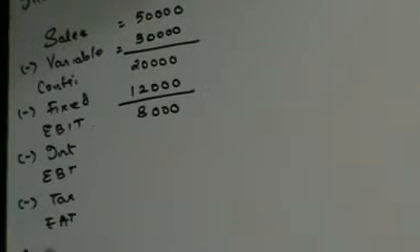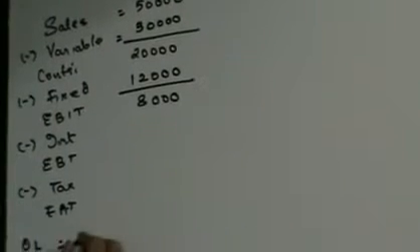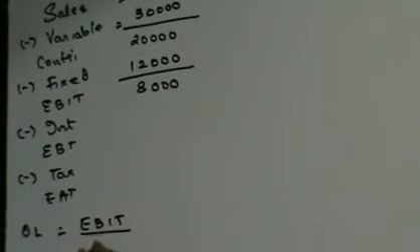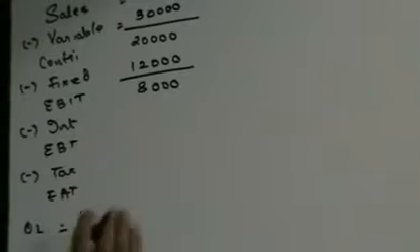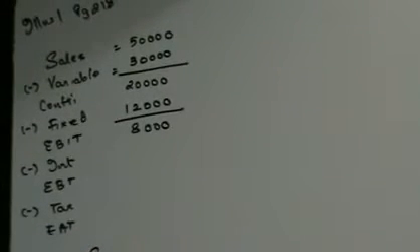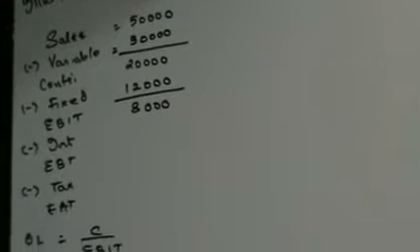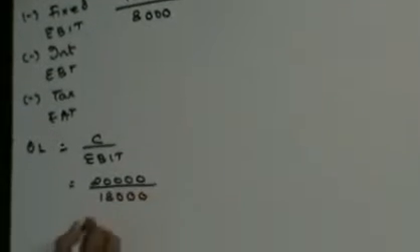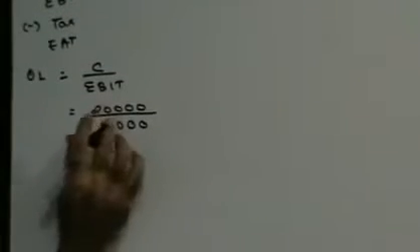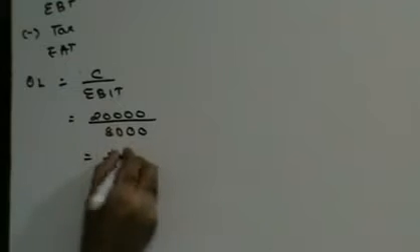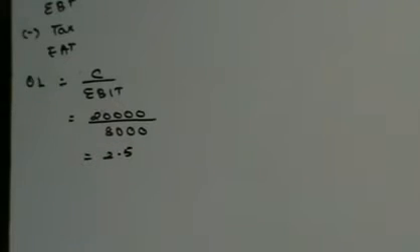So in this case, they've asked you to find out operating leverage. Operating leverage is given by the formula contribution upon EBIT. Contribution is 20,000 divided by EBIT 8,000. So that's 20 upon 8, which is 2.5. Done. Next, let's see the third sum, guys.